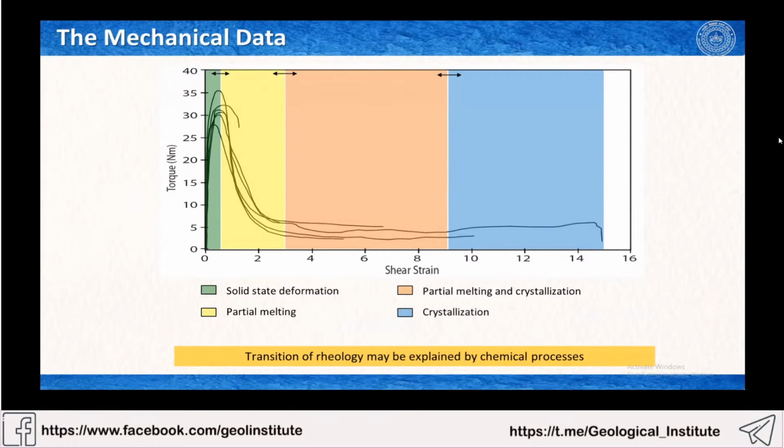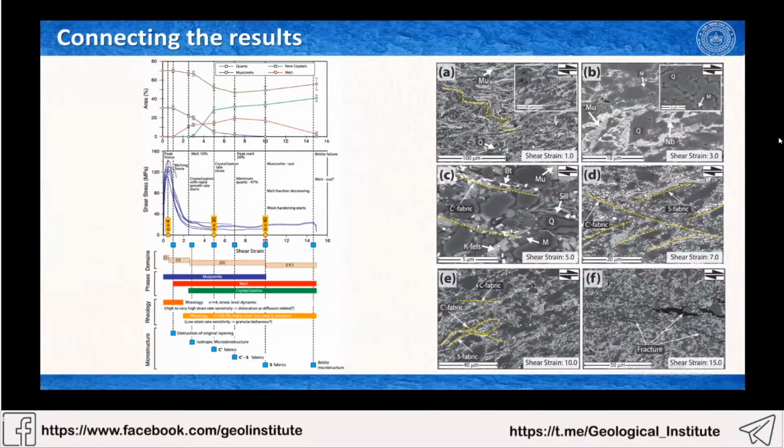So there is certainly a transition in rheology, which you have seen from the previous slide, where the N values changed from almost 3 to 50. We saw the microstructures, we saw the reactions. All these can be clubbed together, and the transition of rheology can be explained through the chemical reactions. And all these things can be put in a single picture like this.